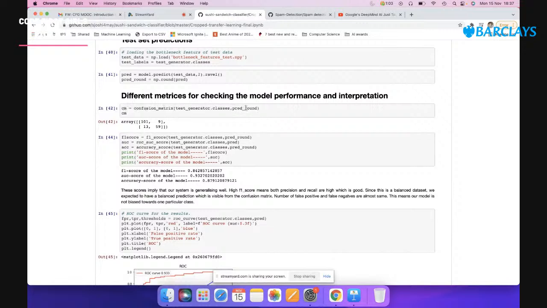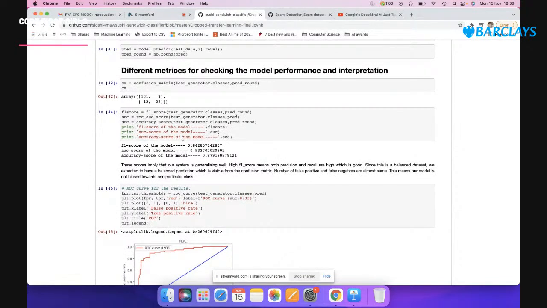Just one line of code over here to test it out. See, and I can see out of the test set, my false, which it hasn't verified correctly, is 13 plus 9. Okay, so around 22 of them were not identified correctly. Rest of them, like 101 plus 59, were identified correctly. So if I print the accuracy score of my model, it's 87. Okay, accuracy of the model is 87, around 88%.